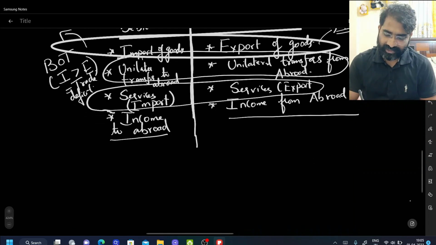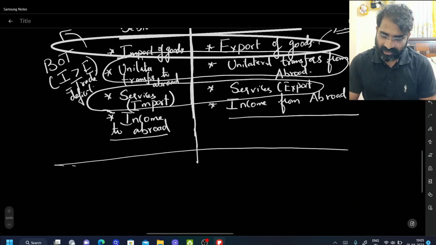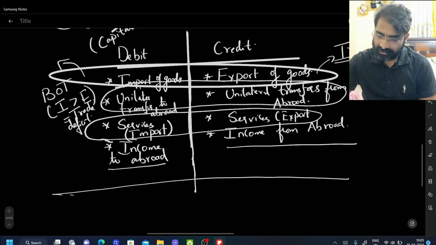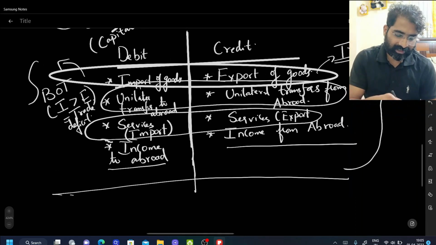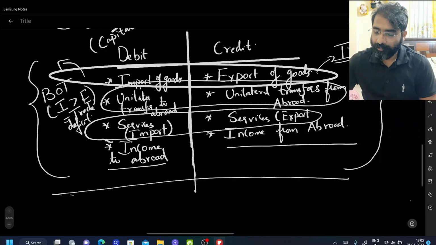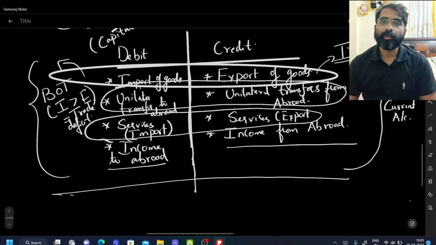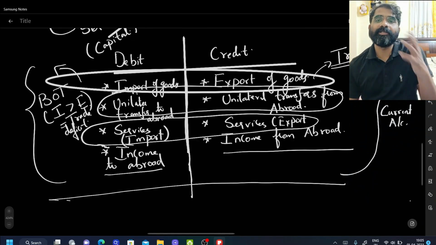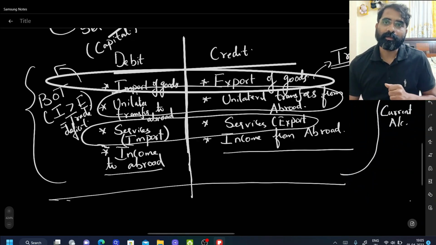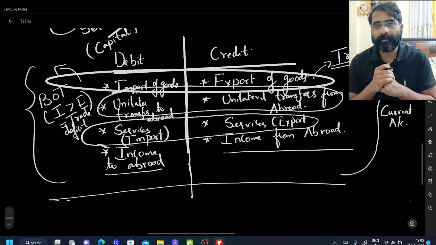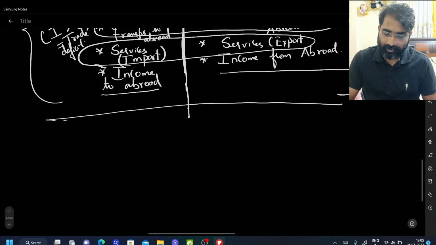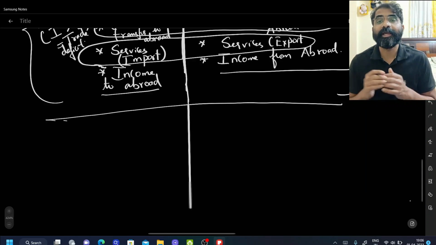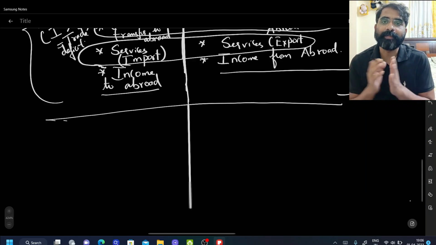Now, let's try to understand it this way. This portion, which includes the visible, that is the trade part, and the invisible part, put together, we call it the current account. Now, after the current account is over, we have one more account which we term the capital account. This capital account again has the credit part as well as the debit part.